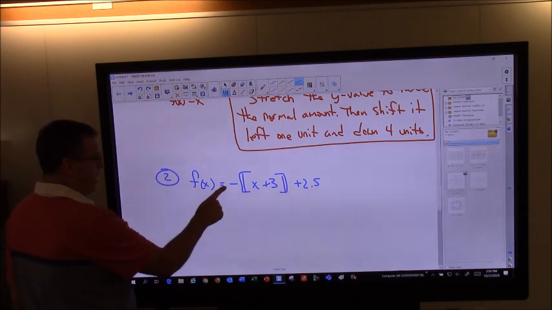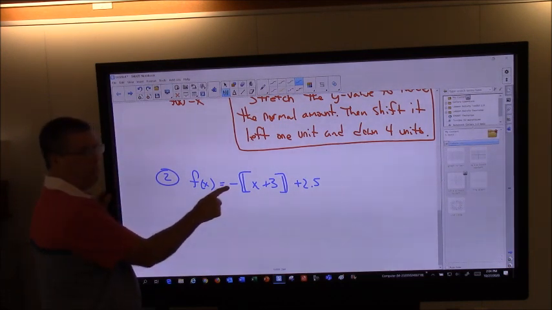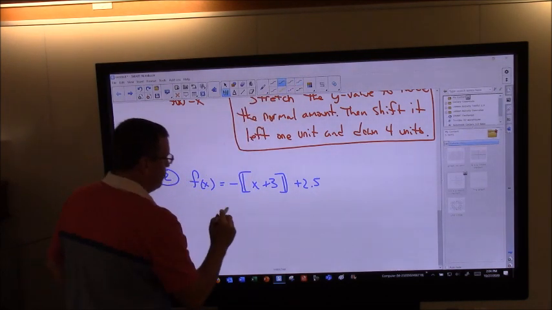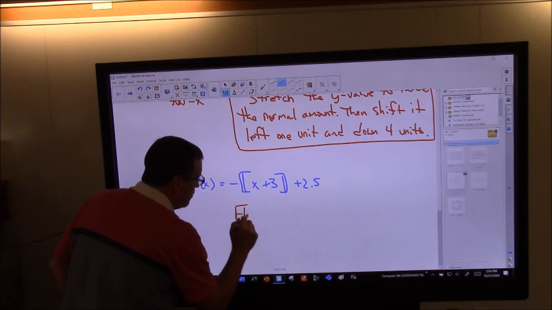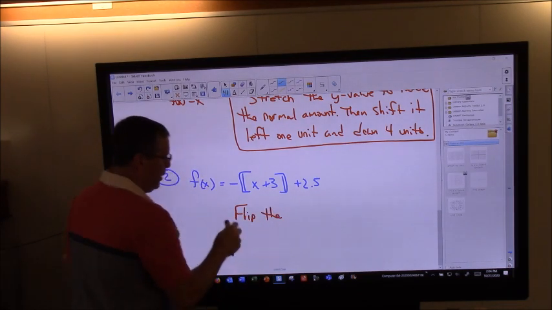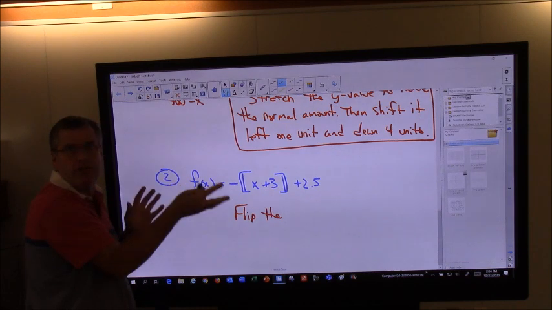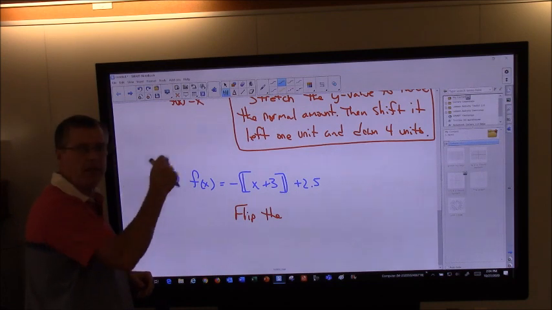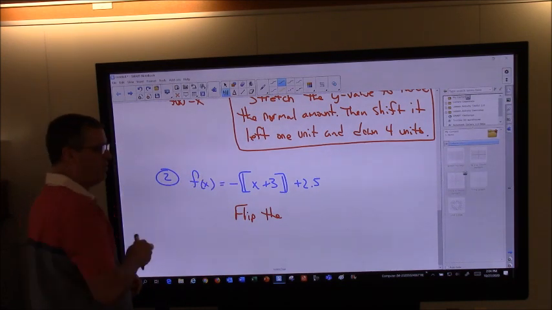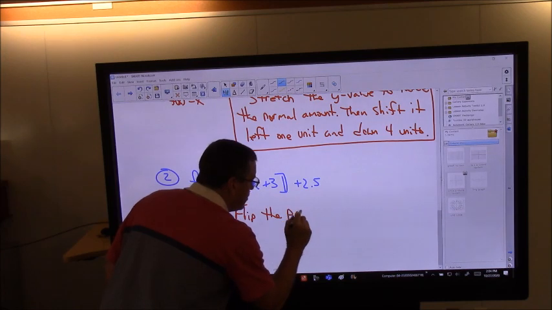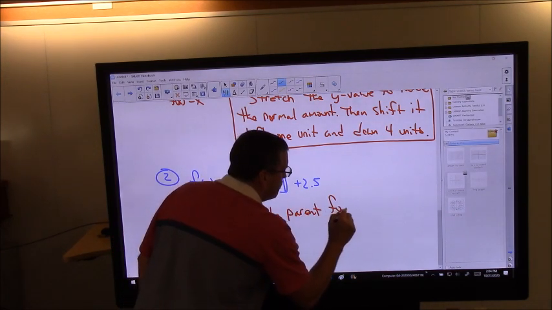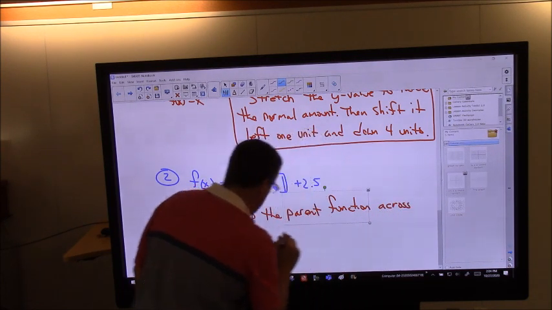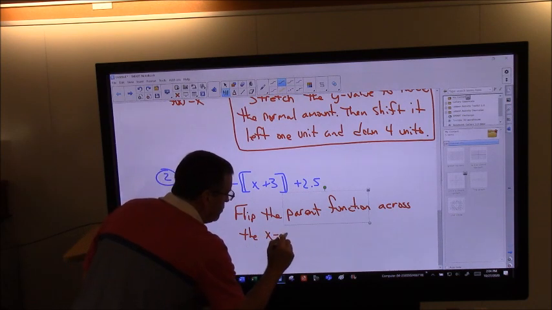All right, so my a value is negative. That means we're going to flip this graph across the x-axis. I want to do that first. So we're going to say flip. Now what is it that we're flipping? The parent function, whatever the parent function looks like. We don't have to say it's a greatest integer function. When I say flip the parent function, it means whatever the parent function is for that. So flip the parent function across the x-axis.